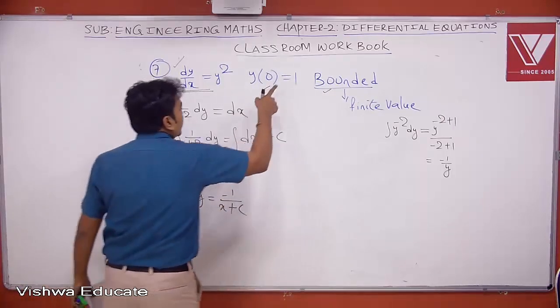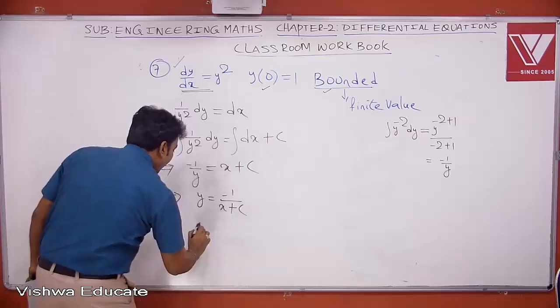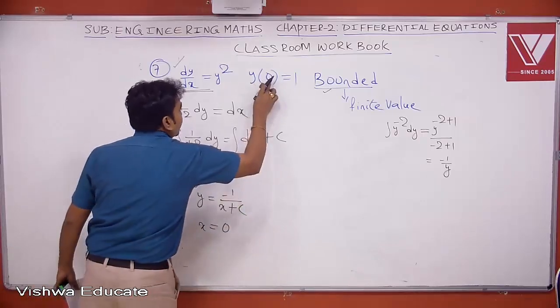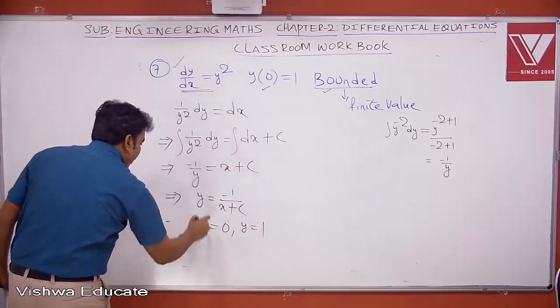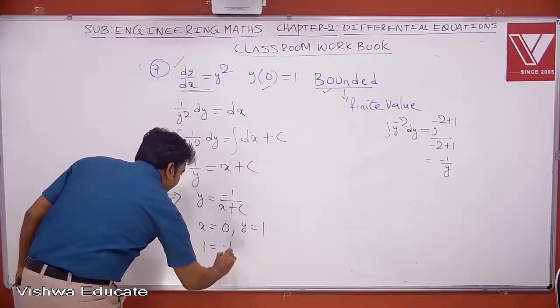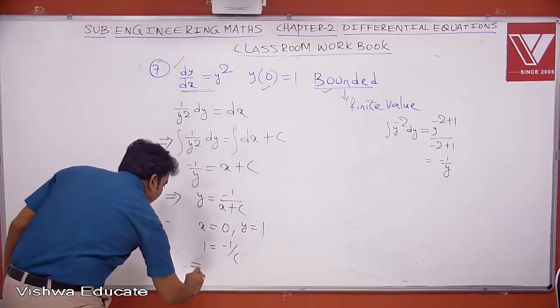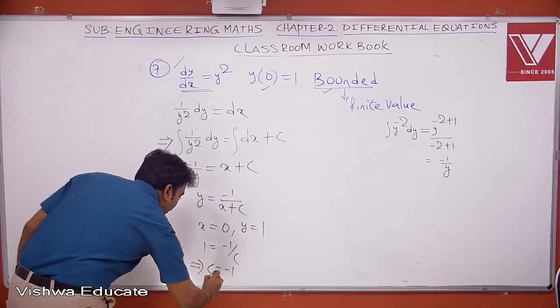Now the boundary condition is this. That means x value is 0. When x is 0, y value is 1. So replace y by 1, x value is 0. We get 1 equal to minus 1 by c. This implies c equal to minus 1.